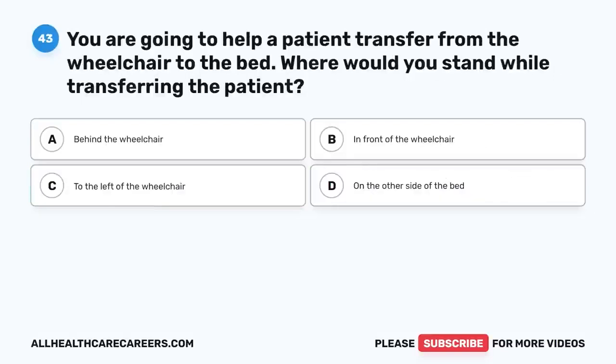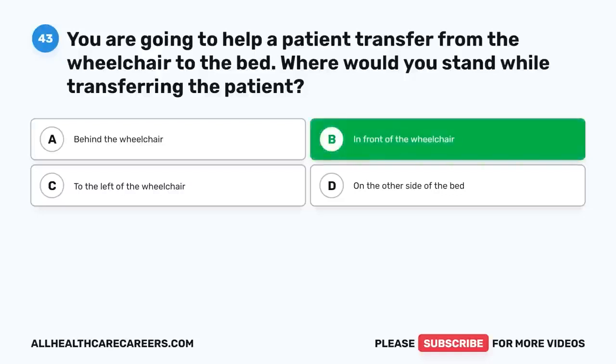Question 43. You are going to help a patient transfer from the wheelchair to the bed. Where would you stand while transferring the patient? A. Behind the wheelchair. B. In front of the wheelchair. C. To the left of the wheelchair. D. On the other side of the bed. The correct answer is B. In front of the wheelchair.